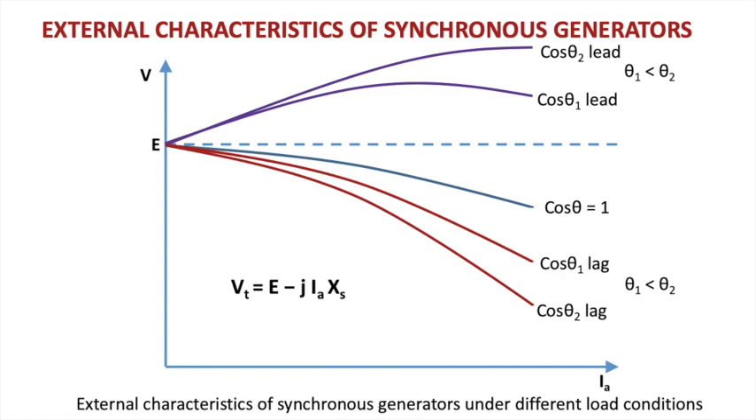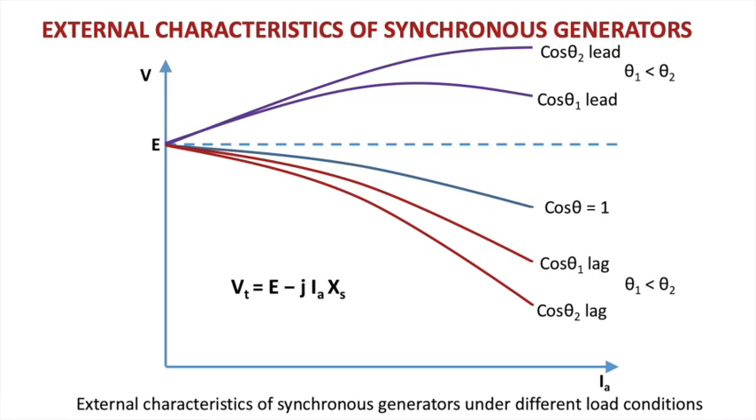So the external characteristics of the synchronous generators are drawn between the armature current and the terminal voltage. At no load, the voltage will be E only. Therefore, this is a flat line. And at unity power factor also, the terminal voltage drops a bit due to the internal drop in the generator, that is your reactance drop in the generator.